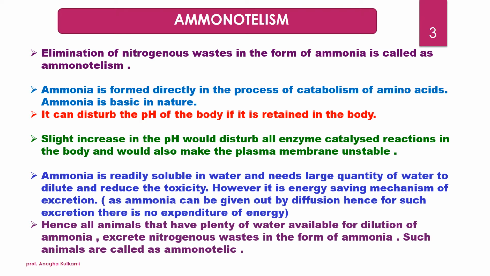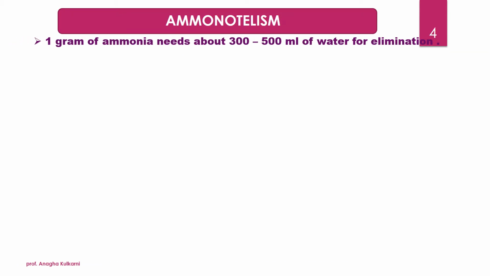Hence, all animals that have plenty of water available for dilution of ammonia excrete nitrogenous wastes in the form of ammonia, and such animals are called ammonotelic animals. 1 gram of ammonia needs about 300 to 500 ml of water for elimination. From this, you can get an idea that it's a big volume of water that is going to be utilized for the elimination.